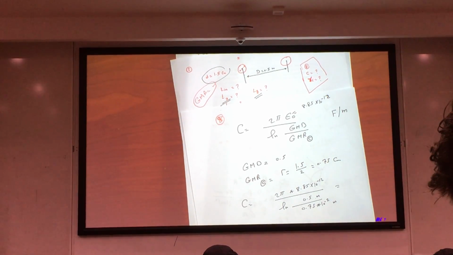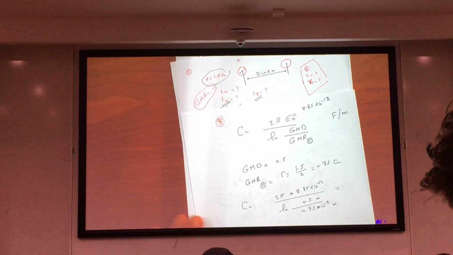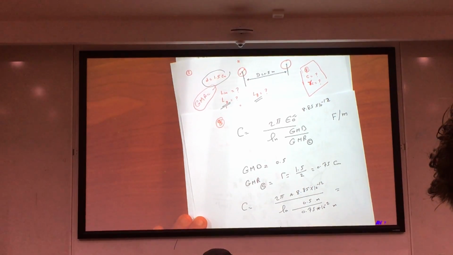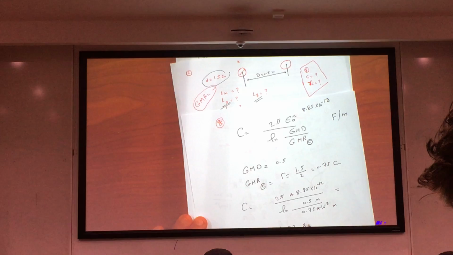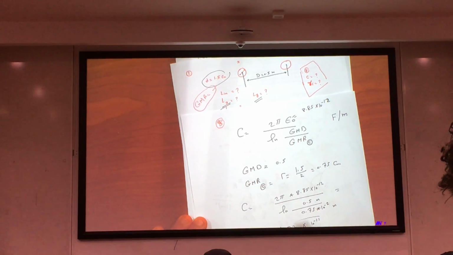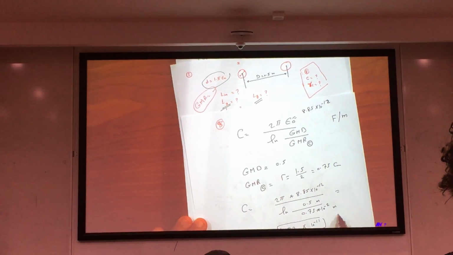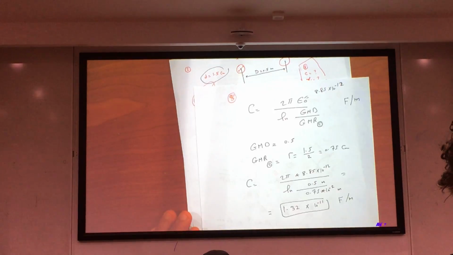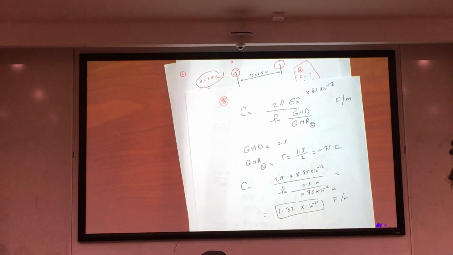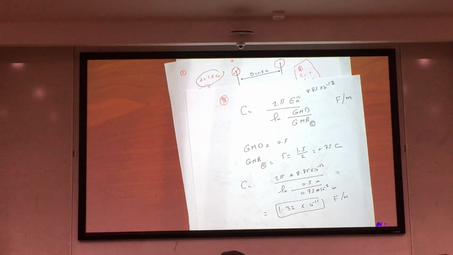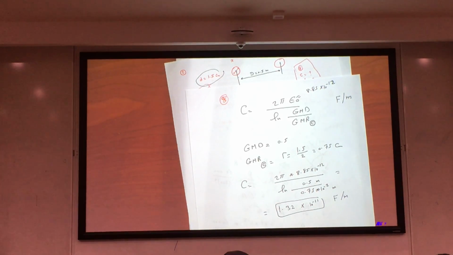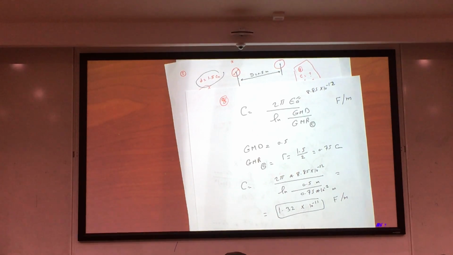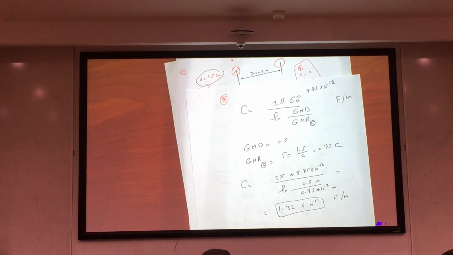You'll get C equal to 1.332 times 10 to the power minus 11. Your answer will always be in farad per meter. So if you want to convert it to nanofarad or microfarad per kilometer, you can do that. This capacitance is the capacitance from the line to ground, not between the two lines.